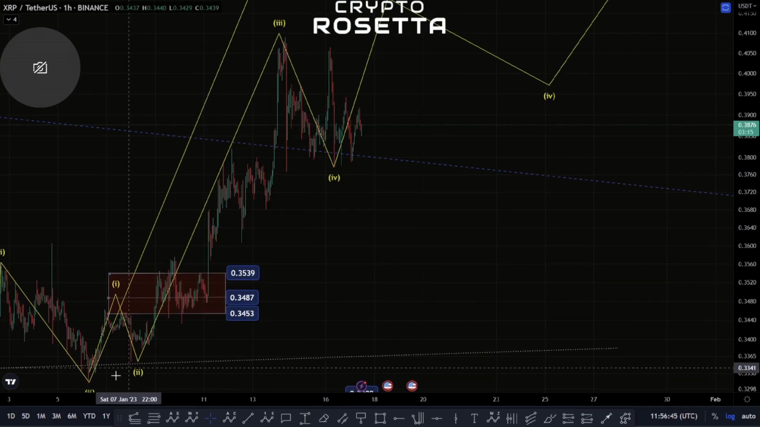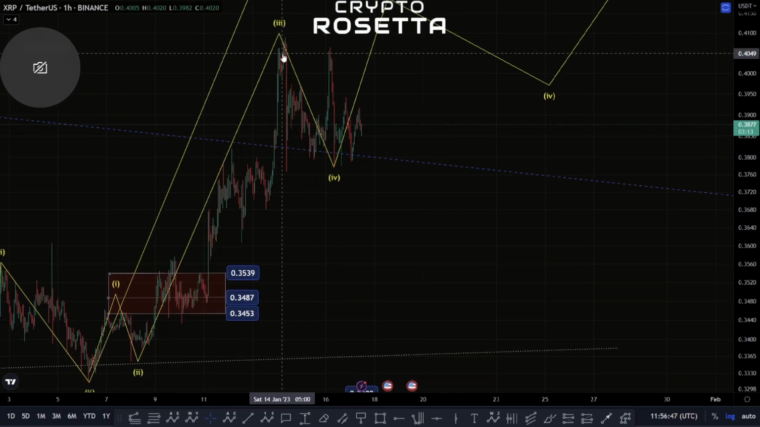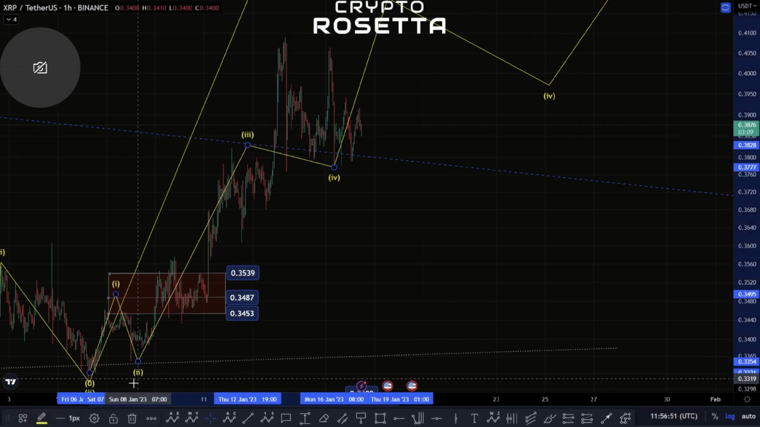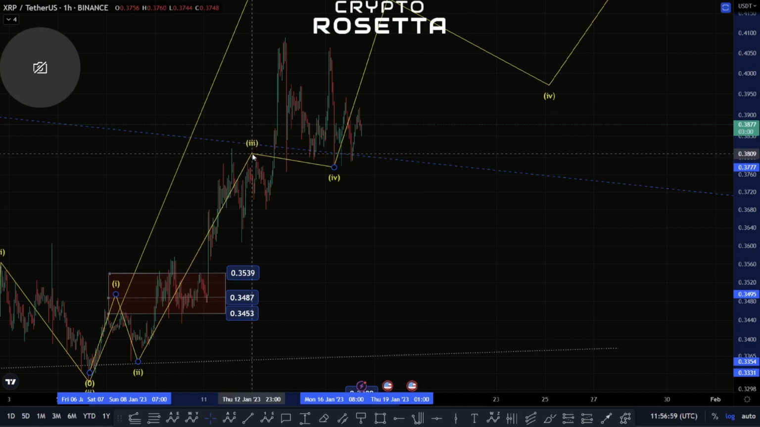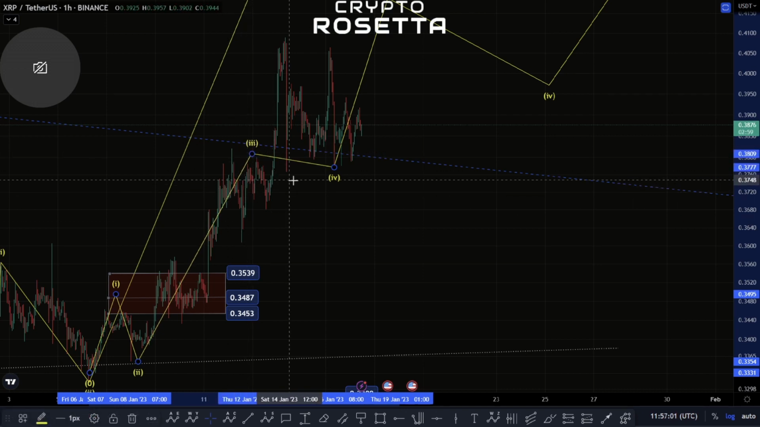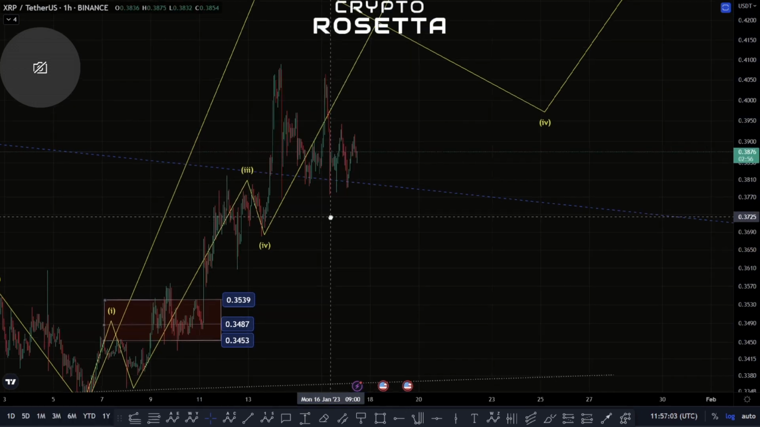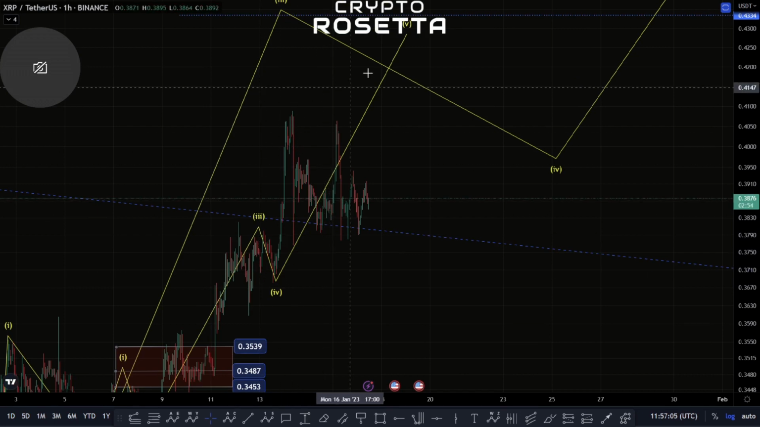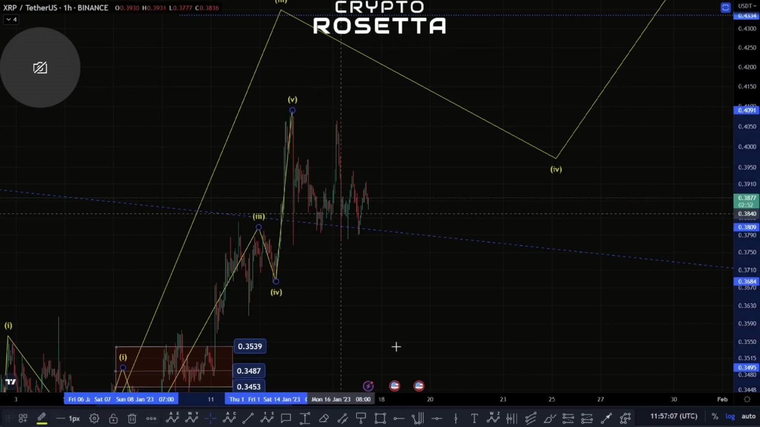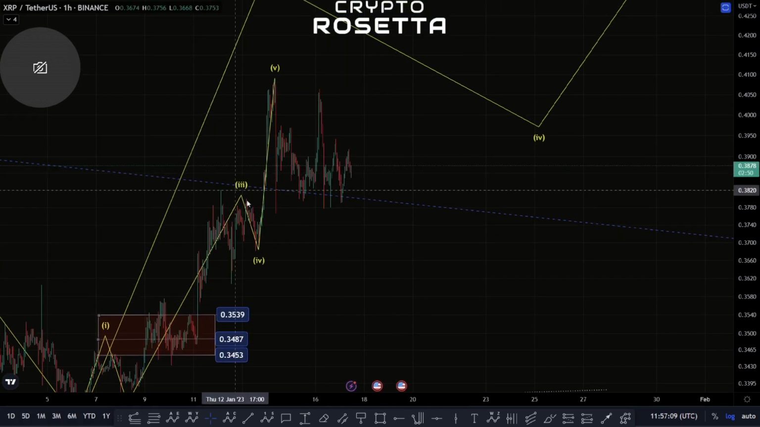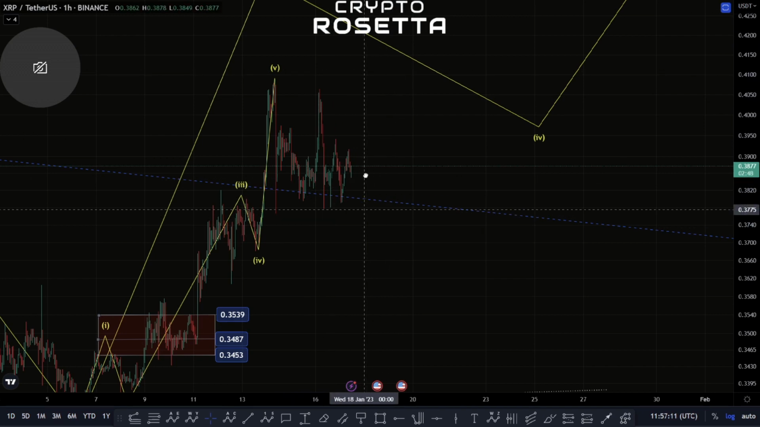If we look at the move slightly differently, we can potentially count this as a 5-wave move into this point, where we'd have to look at this then as a 1, 2, 1, 2, 3, 4, 5, 4, and then a 5 into here. And then basically what that would do is that would bring our third wave here, and we'd have a truncated fifth within this third wave, and then we could look at this as a completed 5-wave move here.